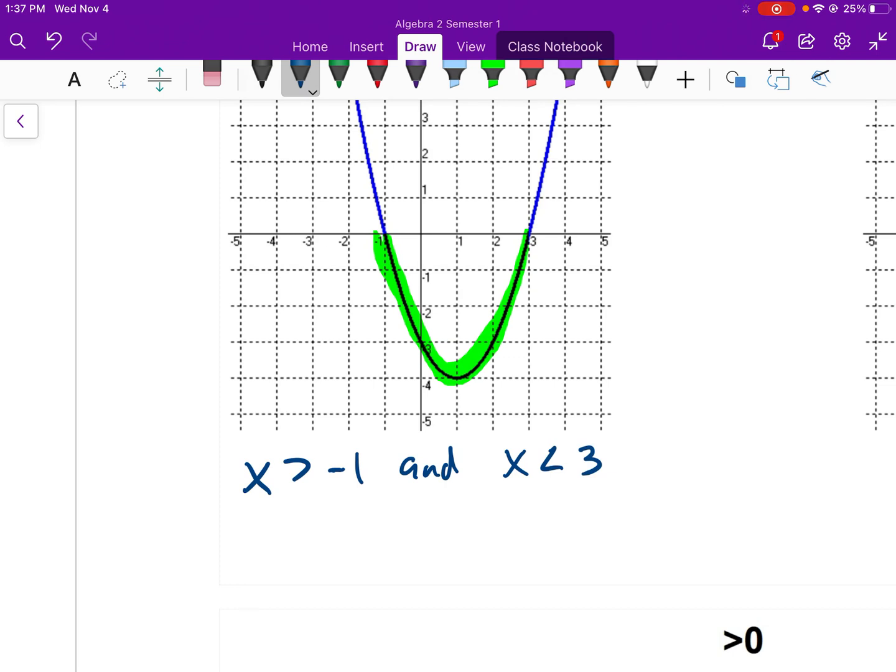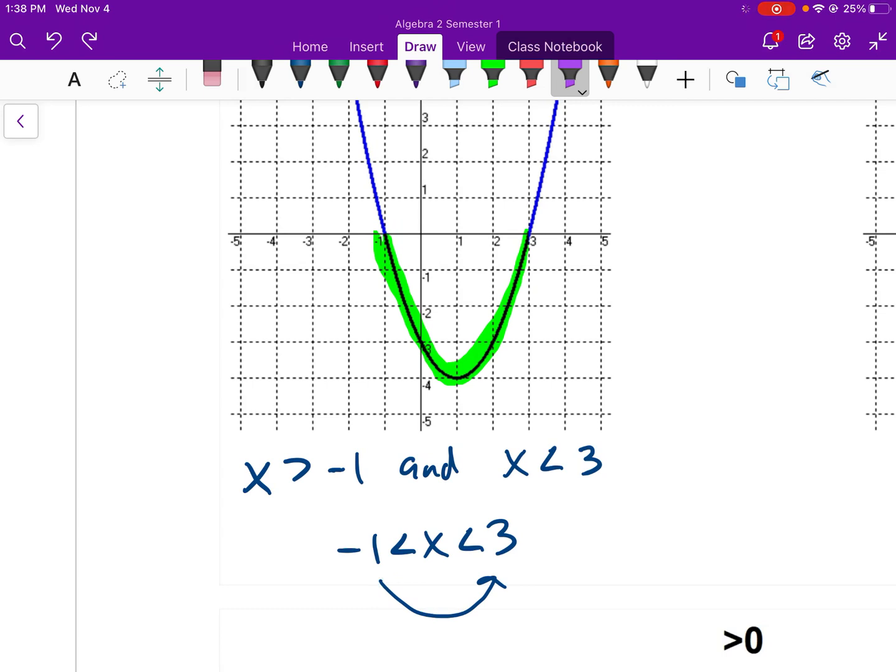Now, that is one way to write it. The better way to write it, though, for an "and" statement is just like this: -1 is less than x, which is less than 3. So right here, this is saying x is in between -1 and 3. This part is saying x is greater than -1, and this part here is saying x is less than 3. So we're just combining that "and" statement above into one inequality statement.